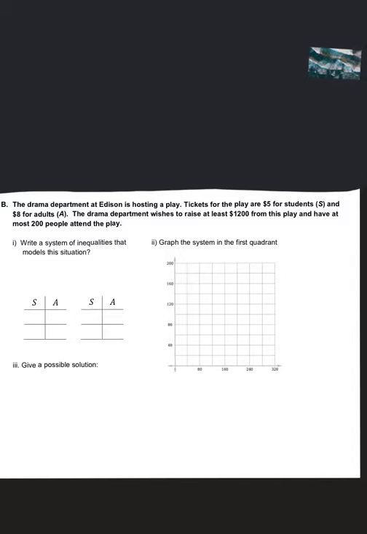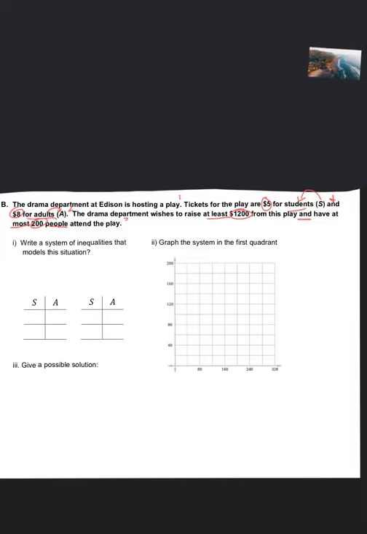Okay, part B of this example. The drama department at Edison is hosting a play. Tickets for the play are $5 for students, and they gave us a variable S to stand for students, and $8 for adults, A. The drama department wishes to raise at least $1,200 from this play and have at most 200 people attend the play.